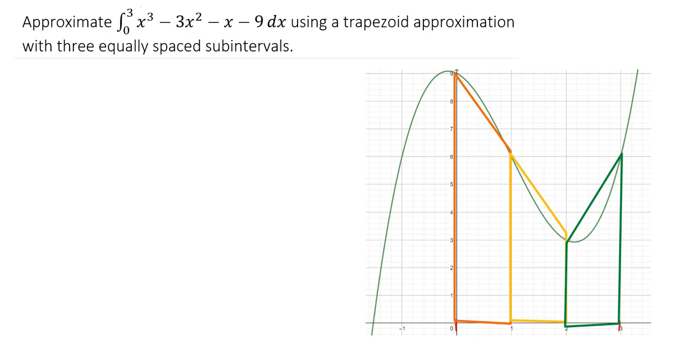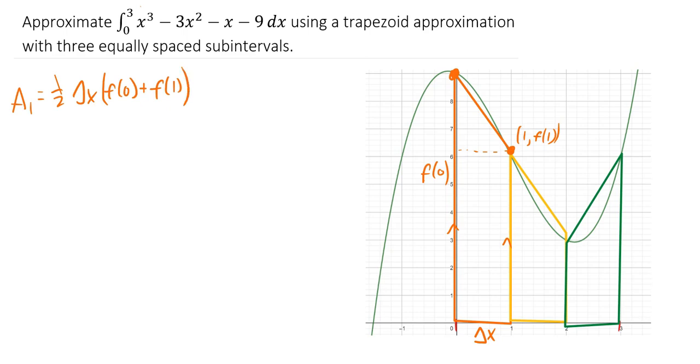This first trapezoid, its area I get by looking at its base and looking at the height of the two parallel sides. The height of this side is going to be whatever the y value of this point at the top is. My area is going to be 1/2 delta x. My first side we said has a height of f of 0. This side has a height of f of 1, because that's where this point lines up on the y-axis. So the area of this first trapezoid is 1/2 delta x (f of 0 plus f of 1).